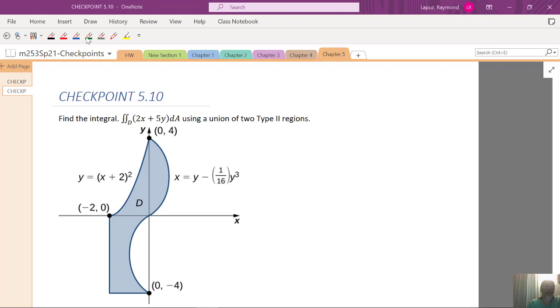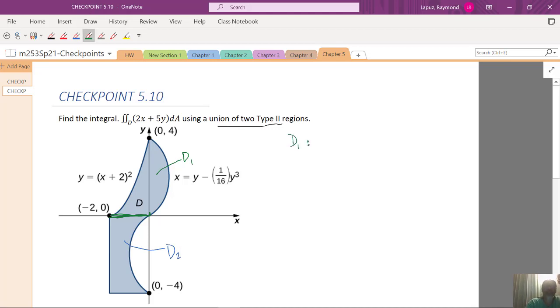If you remember, a type 2 region is a region that starts off with respect to x and then with respect to y. And it looks like it would make sense if we break up our region this way. And so we will have first the region up on top and then the region down in the bottom. Okay, so let's call this region D1, and let's call the one down below D2, and let's work on each of those regions separately.